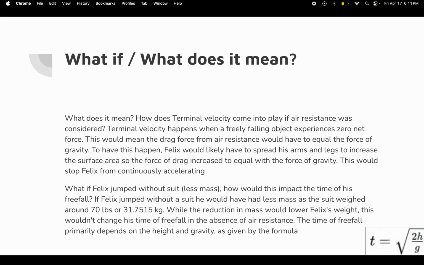And then finally, what if Felix jumped without his 31.75 kilogram suit? Interestingly enough, in a vacuum, which our current model is, the time of freefall would not change. As shown by the formula, t equals the square root of 2h over g. Time depends only on height and gravity, not mass.